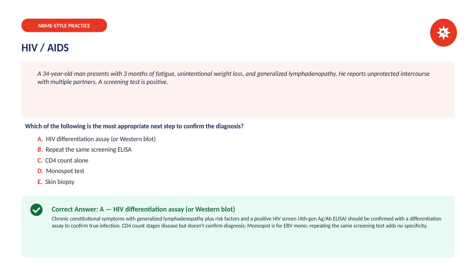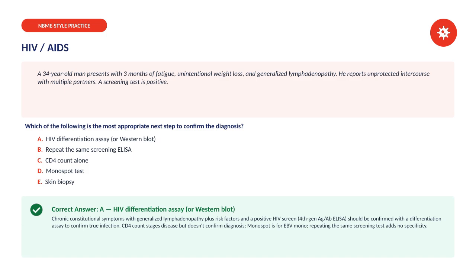A patient with prolonged fatigue, unintended weight loss, and widespread lymph node enlargement, combined with a history of unprotected sex with multiple partners, raises concern for HIV infection. When a screening test like a fourth-generation antigen/antibody ELISA is positive, the next step is to perform a confirmatory test, specifically an HIV differentiation assay or Western blot, to establish a definitive diagnosis. Simply repeating the initial screening test is not helpful because it does not increase specificity.